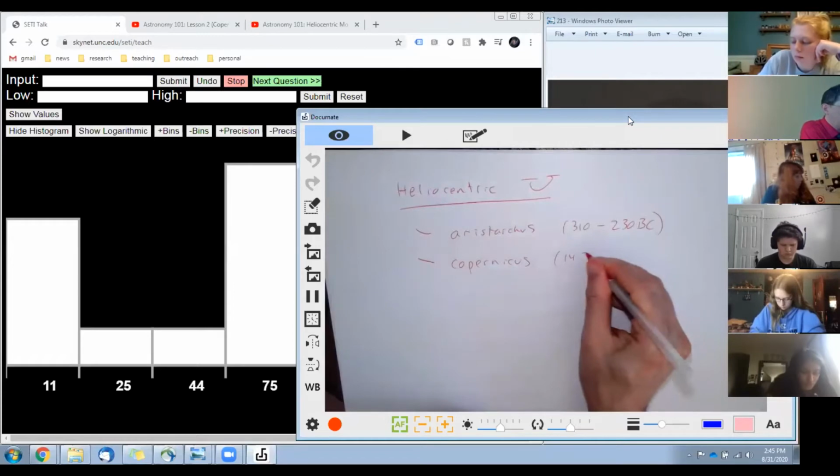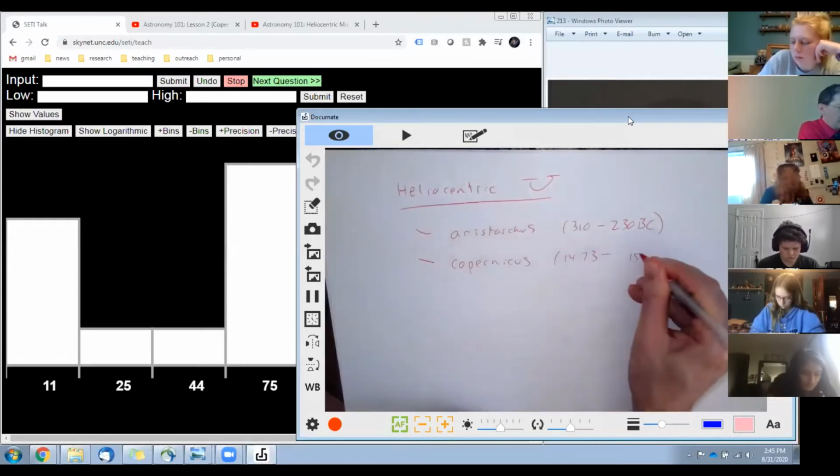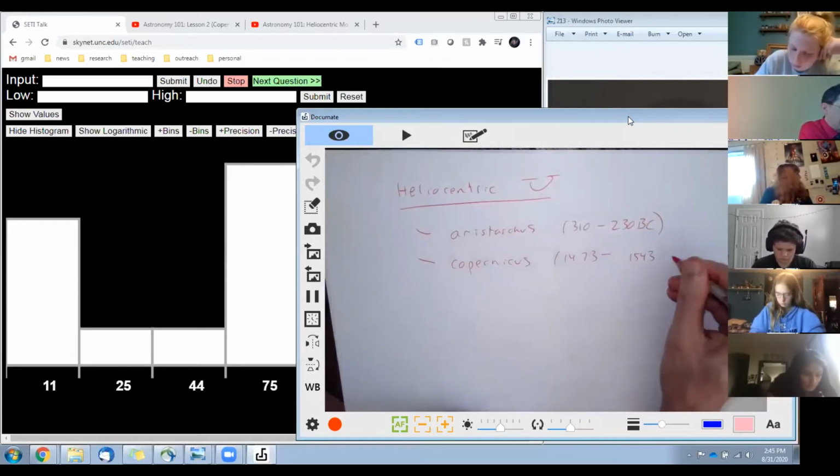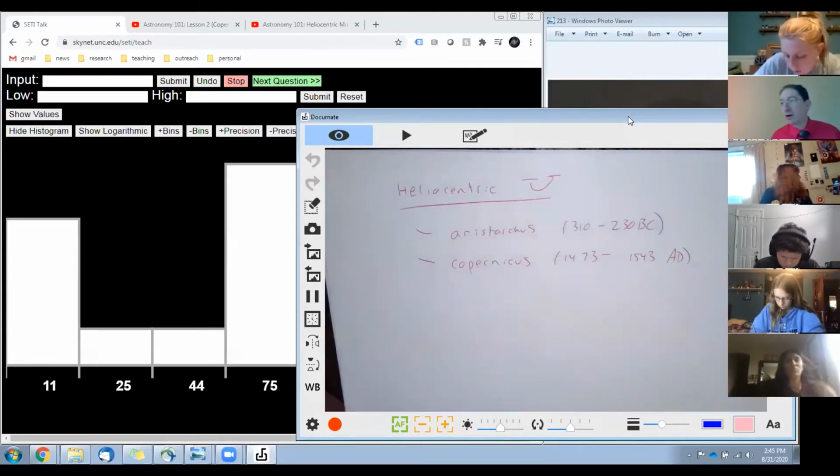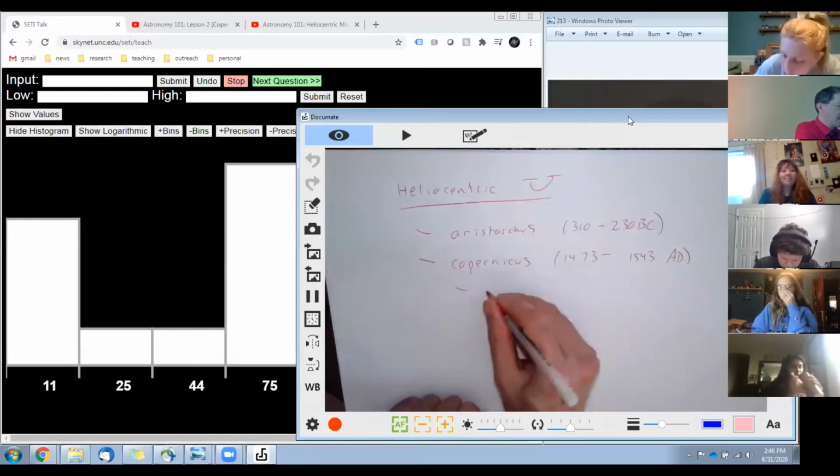So this is 1473 to 1543 AD. So a long, long time the geocentric model ruled, and for some time after this as well. Copernicus is going to reintroduce it. Let me just spell it out again.